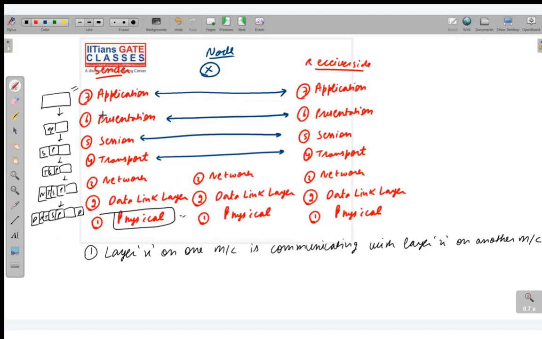Application layer is also not adding anything to the data because it is simply creating the message. So obviously the layer which is creating the message will not add something. Other layers will add something like this.